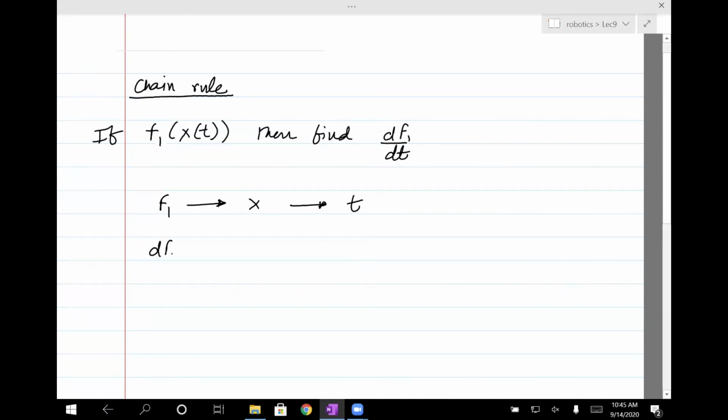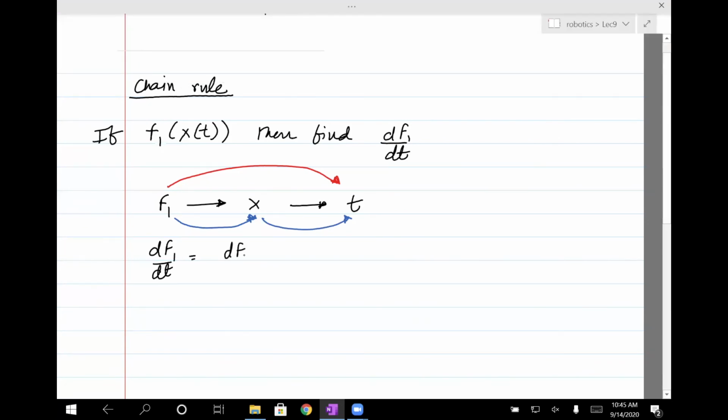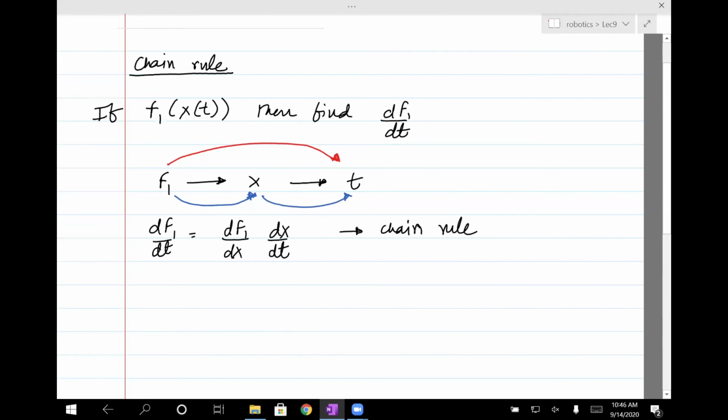And so if you want to find df dt, we need to do this calculation, but we need to go through x, which then goes to t, right? And if you want to do this, you need to use what is known as the chain rule, which states that df1 dt is df dx times dx dt. Okay, this is the chain rule. It is used to find the derivative of implicit functions.